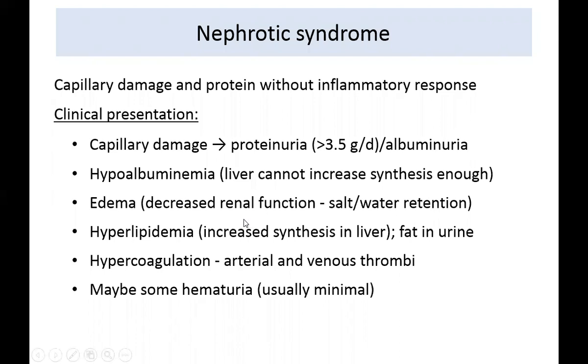There's decreased renal function, as mentioned, so there's edema, salt and water retention, and hypertension. There's hyperlipidemia: there's upregulation of the synthesis of the lipoproteins by the liver, and increased lipids in the blood. So there's also fat seen in the urine because of the hyperlipidemia. Again, hypercoagulation, and maybe some hematuria in nephrotic syndrome, but usually minimal, nowhere near as much as you see when there's an inflammatory response. So the main thing here is the protein.